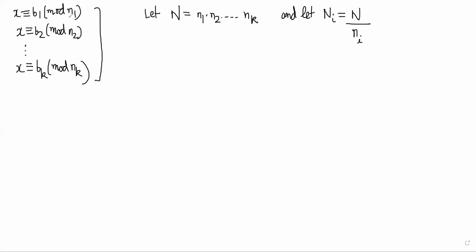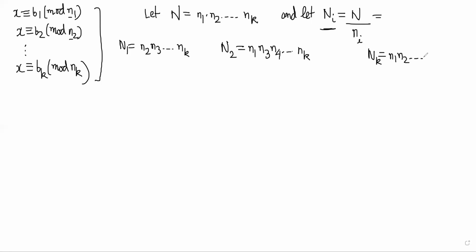So what is small ni? These are n1, n2 and so on, right? So basically, capital Ni is what? Ni is this product only, except ni has been removed, right? Or basically i will also go from 1 to k. N1 will look like n2, n3 till nk. N2 will look like n1, n3, n4 till nk, and so on, right? Nk will look like n1, n2 till nk minus 1, right? So we are constructing two numbers. One number is this capital N and all the capital Ni's like this, right?